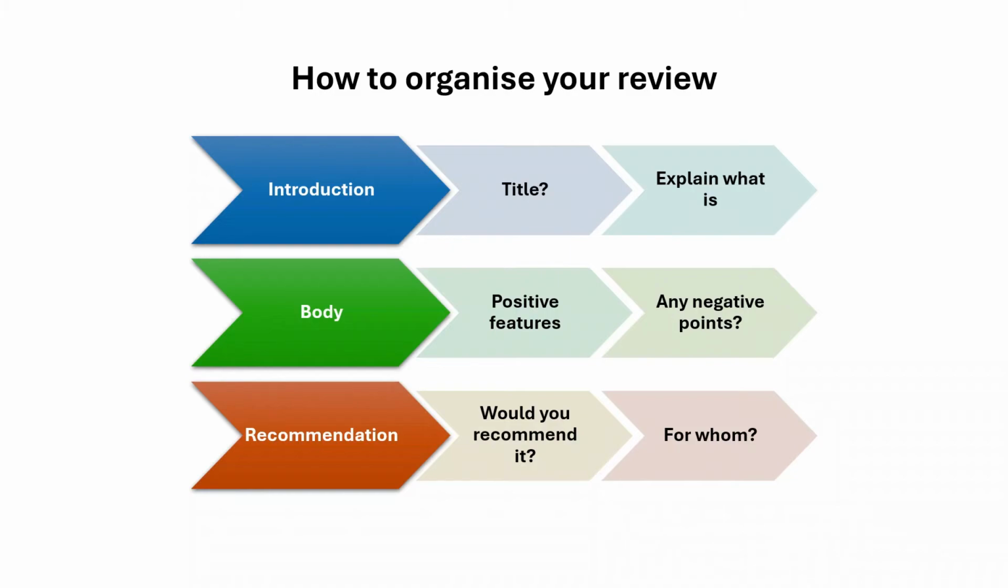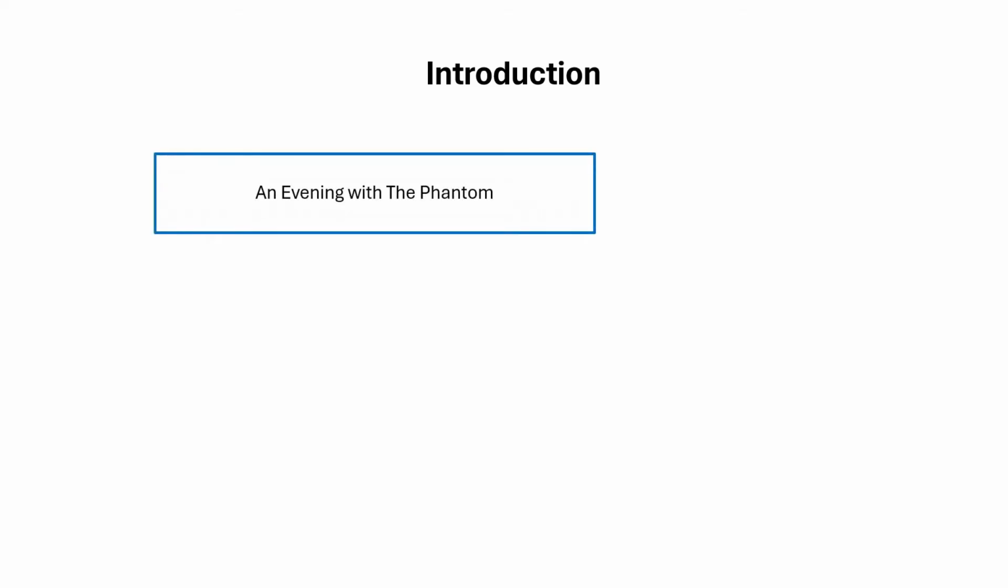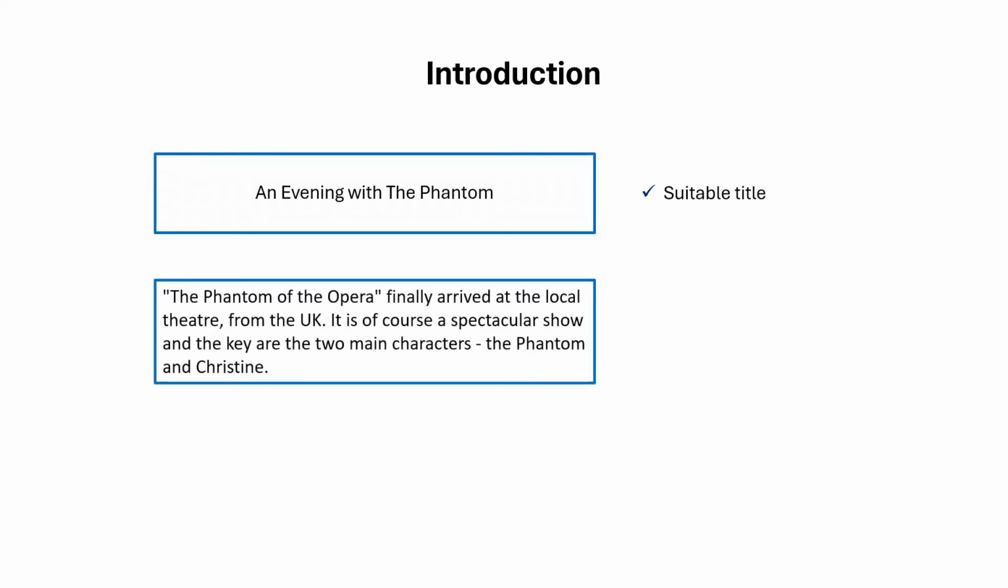Now let's look at our question again and how to write it. The first part of our review is the introduction, but before that we also need a title, and here's an example of a title. In this case, the person is going to talk about the Phantom of the Opera, so this is a suitable title for this particular experience.